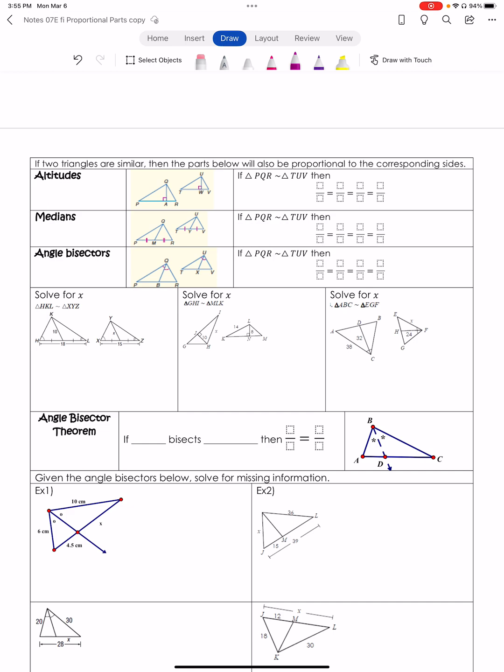The last thing's a little silly. If two triangles are similar, then the parts below will also be proportional to the corresponding sides. So the altitudes are proportional. So I know PQ over TU would be equal to QR over UV, which would be equal to PR over TV, but also the altitudes are proportional. So QA over UW.